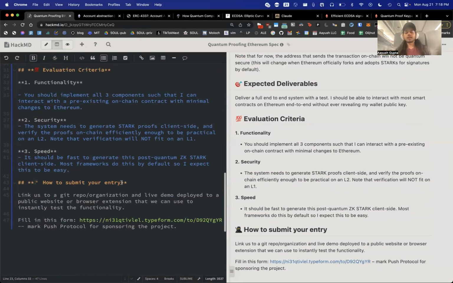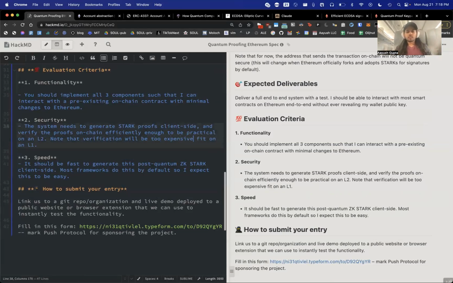Again, one of the trade-offs with ZK Starks is that because the proof sizes are larger, the verification takes longer than, for instance, the standard Groth16 verification. And so it will likely be a little bit too expensive for an L1, but is probably practical in an L2.